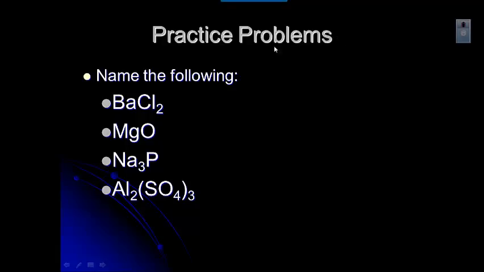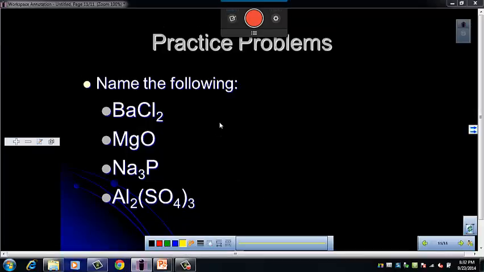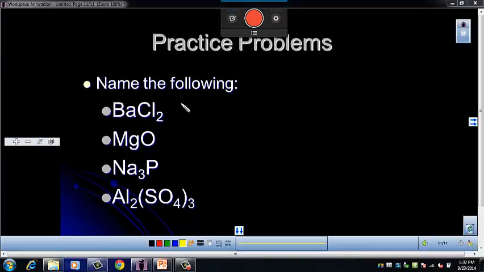So for the first one, remember that we name the positive ion first. So the positive ion there is barium, and we always write them with the positive ion first, so you're going to know the name by writing that first element as the positive ion. And then the second part, the anion, the negative ion, is chlorine, but we want to change that to IDE, so chloride, barium chloride.